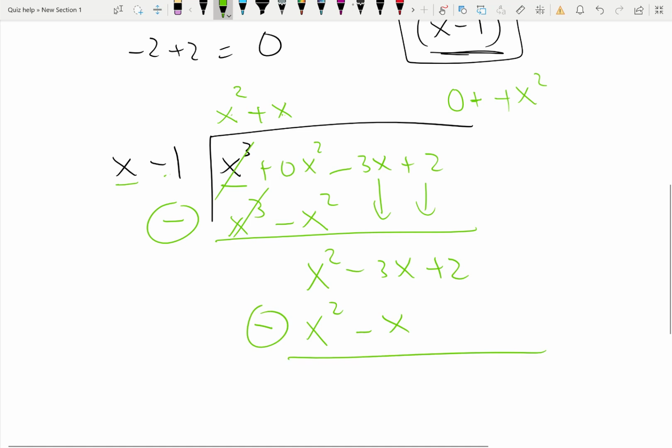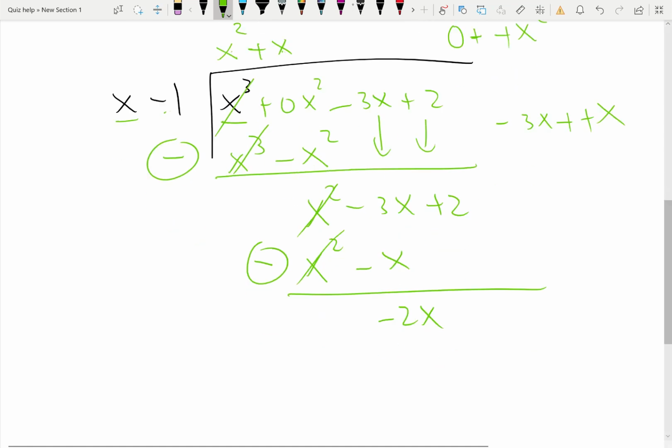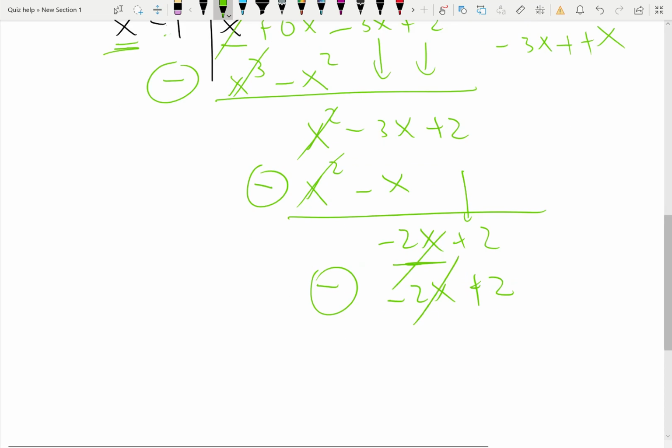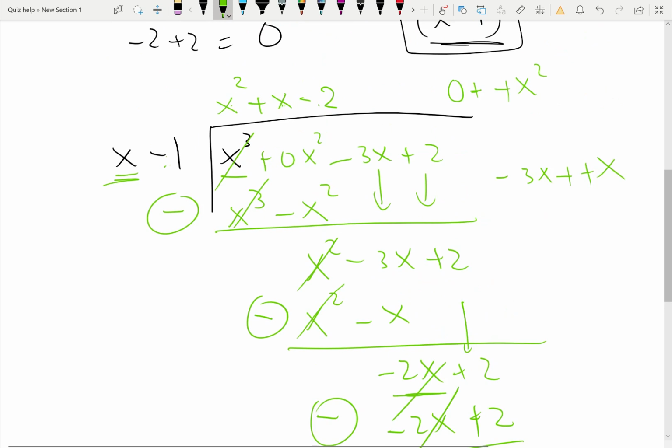Now subtract. x square cancels out. Negative 3x minus negative x is negative 2x. Here take this 2 down, plus 2. Now I can create negative 2x by multiplying by negative 2, negative 2x. Negative 2 times negative 1 is positive 2. Subtract. Negative 2x cancels out. 2 minus 2 is 0. So you are doing correct because you got 0.